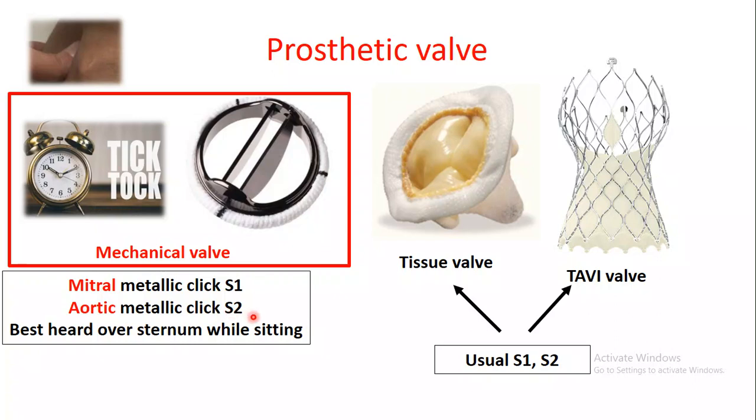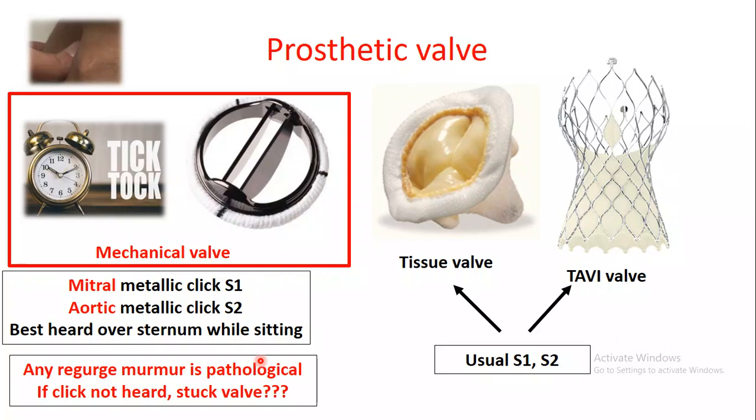This click sound is actually better propagated across bone, so it is best heard over the lower part of the sternum while the patient is sitting. This is the maximum site of hearing of a mechanical valve click, even better heard than the original site of the valve, like mitral or aorta. So normally we hear this click with systole in the mitral position and with diastole in the aortic position.